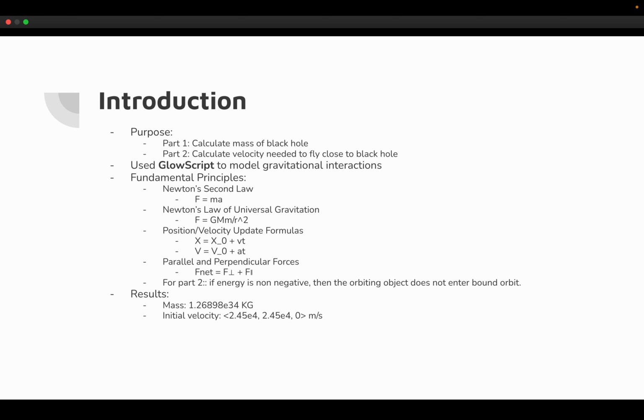And just for reference, for part 2, if the mechanical energy is non-negative, the object is not in a bound orbit. My final results are: black hole mass is roughly 1.27 times 10 to the 34th kilograms, and a working initial velocity 2.45 times 10 to the 4th meters per second in the x and y direction, and 0 meters per second in the z direction.